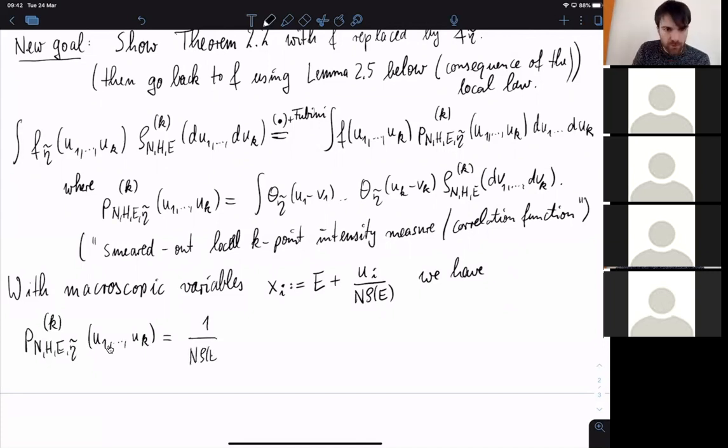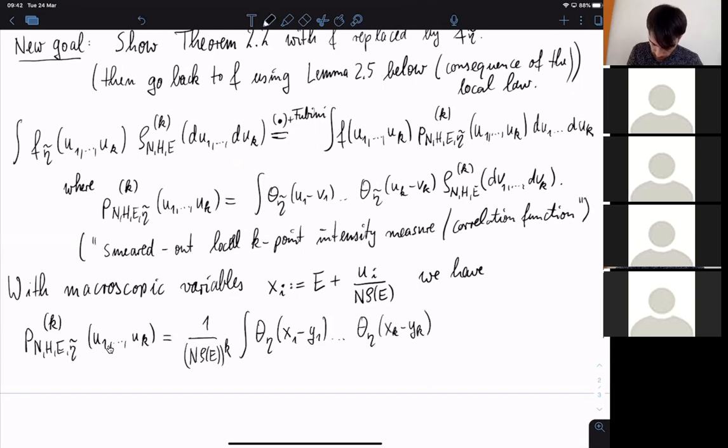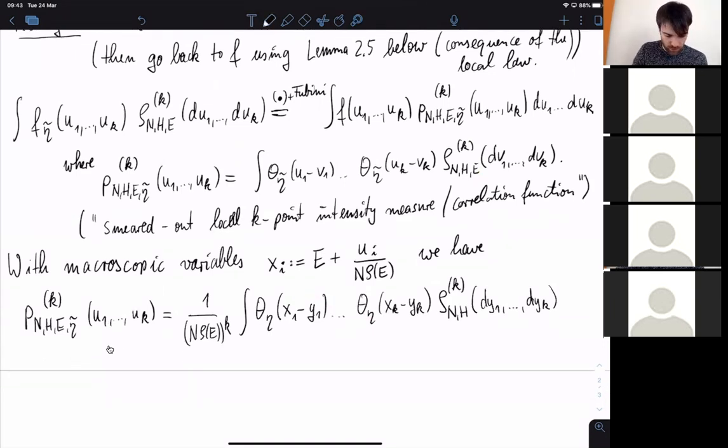So there's a scaling factor. Then I have a theta now of eta, then xi, x1, y1, and so on, xk, yk. And now the measure became the standard k-point intensity measure. So now we moved all of the rescaling and centering at E into the thetas, and as I said, this needs a small computation.